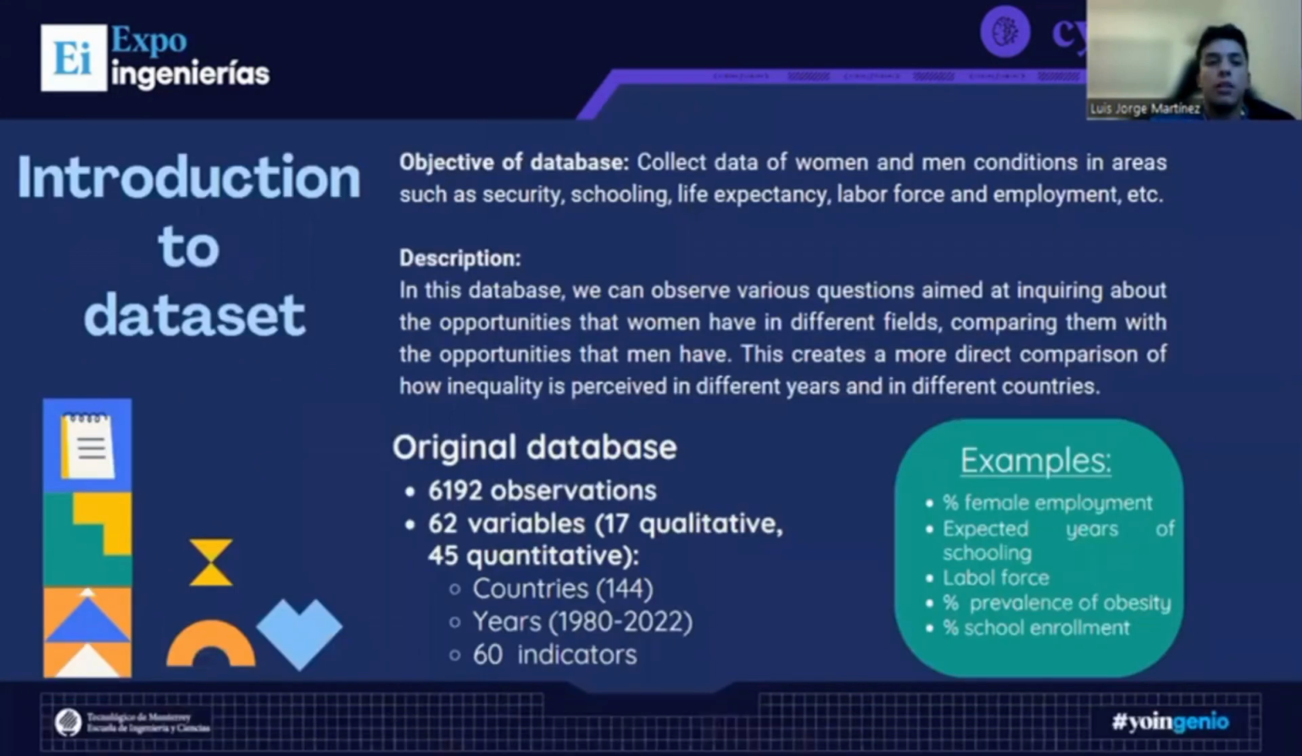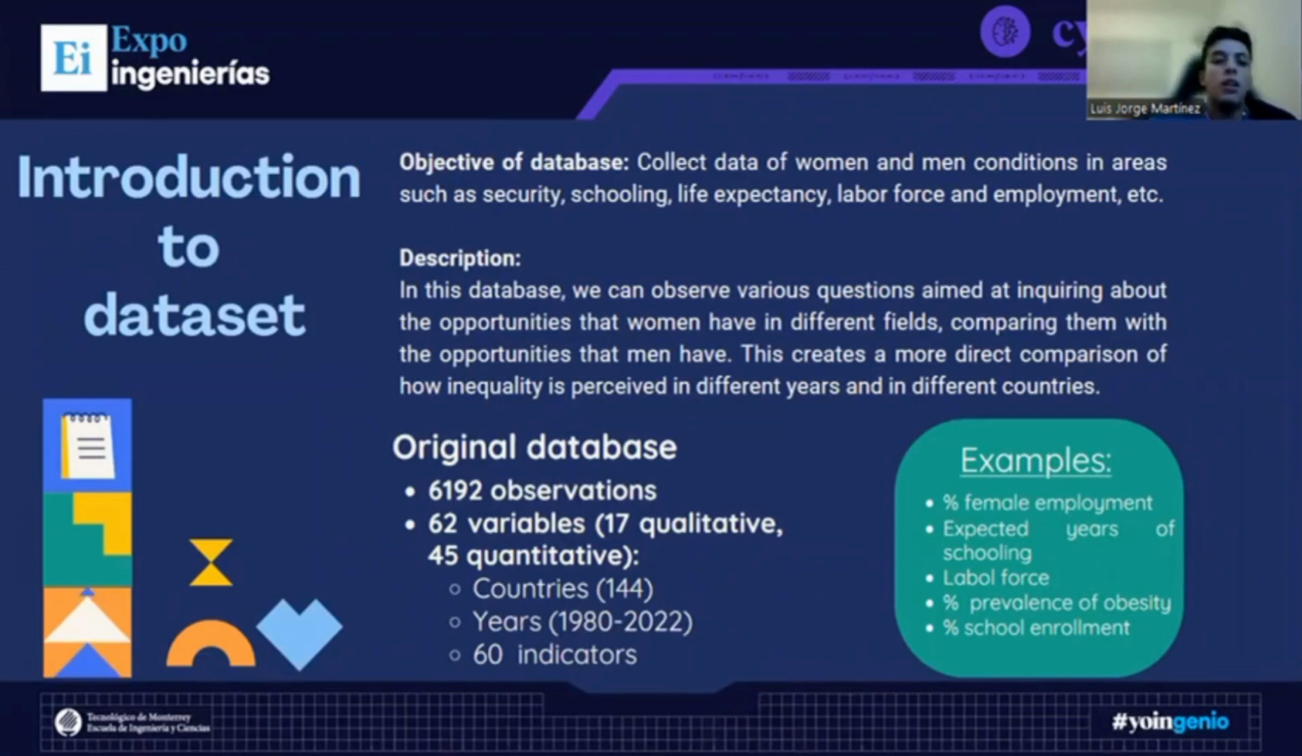Introduction to the dataset. The objective of the dataset is to collect data of women and men in conditions such as security, schooling, life expectancy, labor force, and employment, etc. In this database, we can observe various questions aimed at inquiring about the opportunities that women have in different fields, comparing them with the opportunities that men have. This creates a more direct comparison of how inequality is perceived in different years and in different countries.